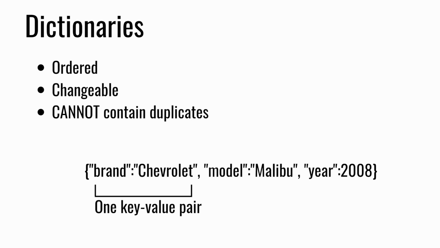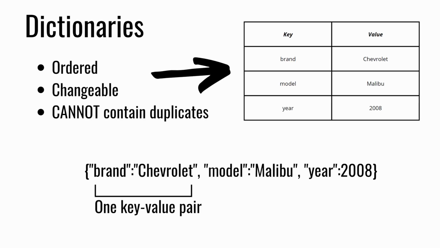We separate key-value pairs by commas, just like we would separate list items by commas. Dictionaries are ordered, just like lists and tuples, meaning key-value pairs will always appear in the same order. Dictionaries, also like lists, can easily be changed and modified as we please. Dictionaries do not allow duplicates. You can almost think of dictionaries like tables, like this. Dictionaries are used pretty often, and they're very useful in a lot of different scenarios.